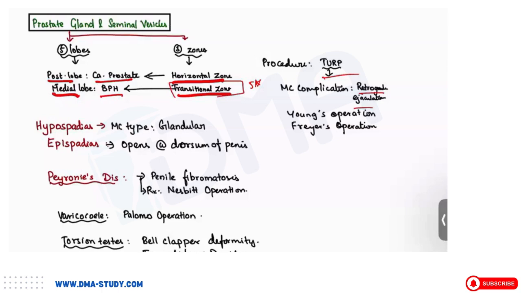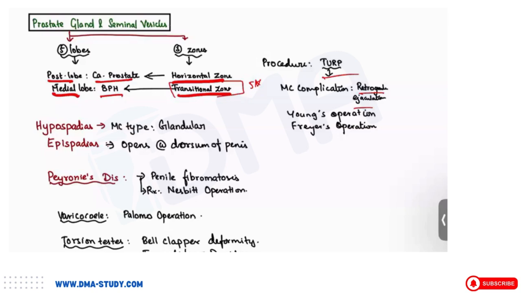But what is the medical management you do for BPH in an old age patient? What is the medical treatment? Doxazosin. Tamsulosin, prazosin, doxazosin, alfuzosin, anything. Tamsulosin 0.4 mg HS, you have to write it on the prescription. Okay, you should always remember that.